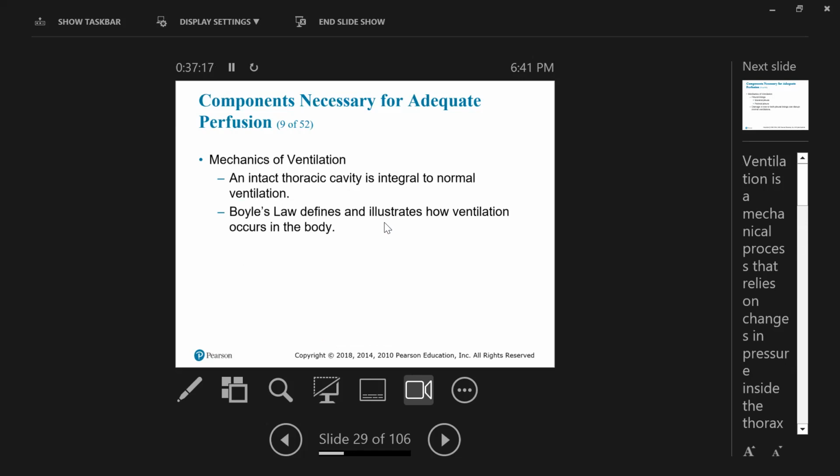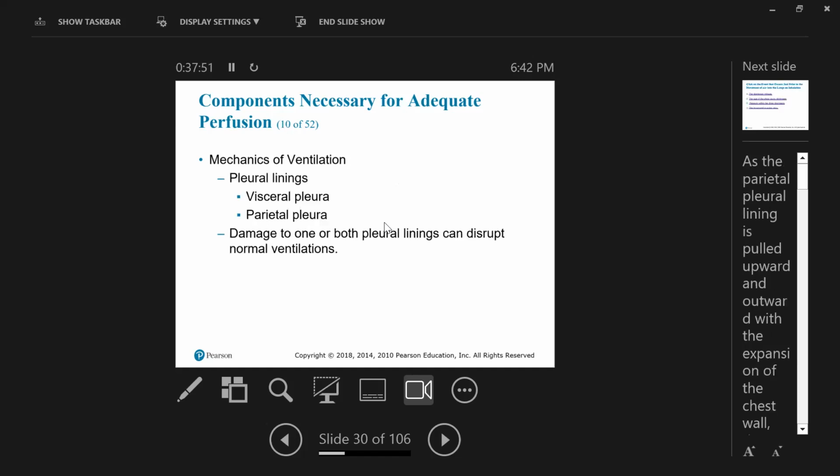Okay. Now, Boyle's law defines and illustrates how ventilation occurs in the body. Boyle's law is part of physics. Well, I remember I studied it in chemistry. Basically, if you lower it, it's going to equalize, because everything tends to equalize, and it's the same thing in the body. If there's a lot of oxygen outside and you don't have enough oxygen inside, something's going to happen that equalizes the amount of oxygen inside the lungs and outside the lungs.